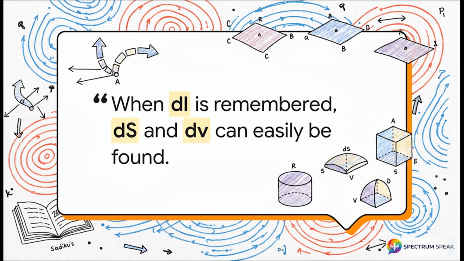And hey, don't just take my word for it. This comes straight from Sadiku's Elements of Electromagnetics. The author literally tells us, just remember dl, and the differential area and volume can be easily found. This isn't some weird shortcut, it's the way it was meant to be done.